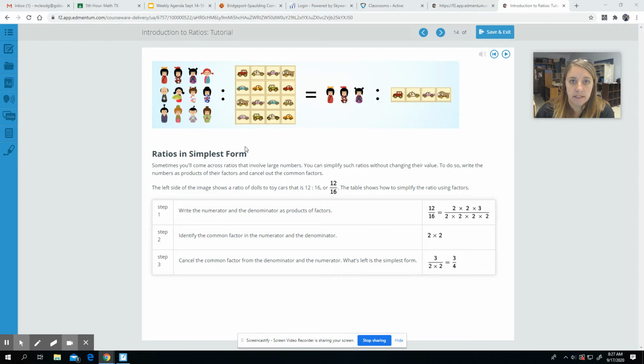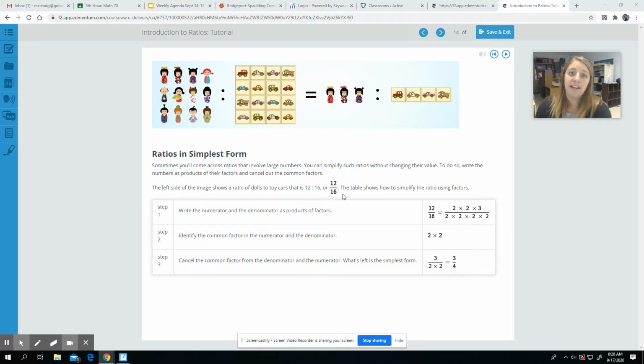So in our example on slide 14 through your tutorial, we've seen that we have a ratio here of dolls to toy cars. And when we look at dolls to toy cars, there are 12 dolls to 16 toy cars. So we can write the ratio 12 to 16 using the colon, or we can write it as a fraction, 12 over 16. Now, with this ratio, we can simplify it, which means make the numbers go down so that they cannot simplify any farther.